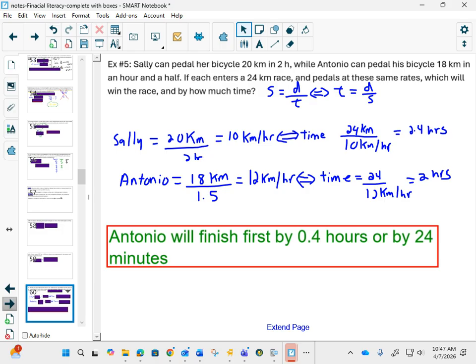Poor Sally. She should've sped up. Yeah. Just sabotage her.